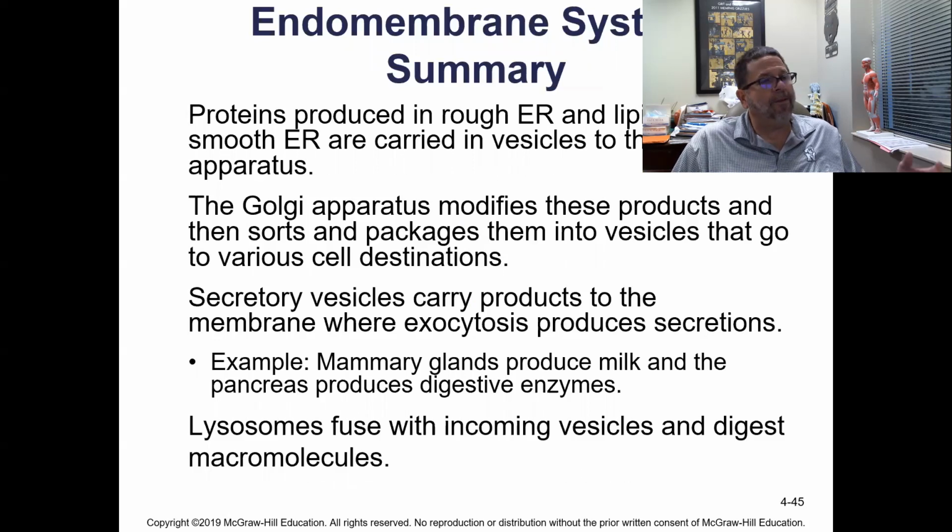Proteins are produced in the rough ER and transported. Lipids are made in the smooth ER and carried by this endomembrane system to the Golgi. Just repeating what we talked about. Lysosomes fuse with incoming vesicles and digest the macromolecules in there for whatever purpose they may need to do.